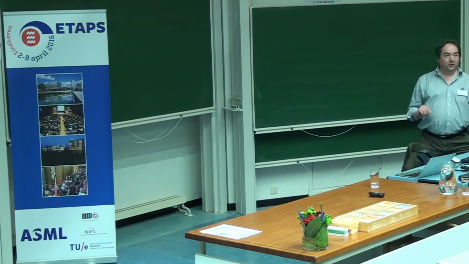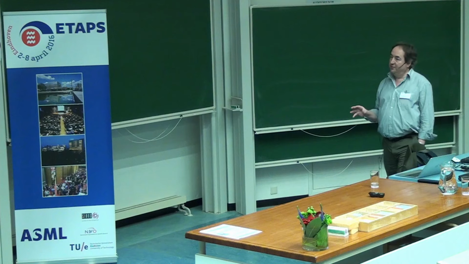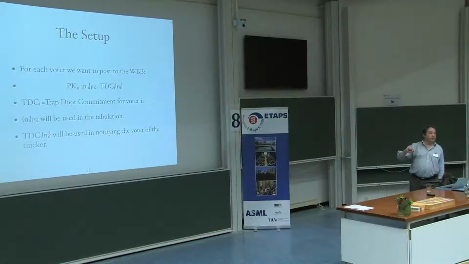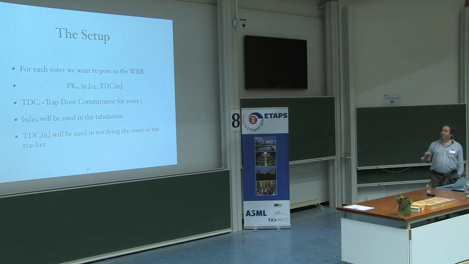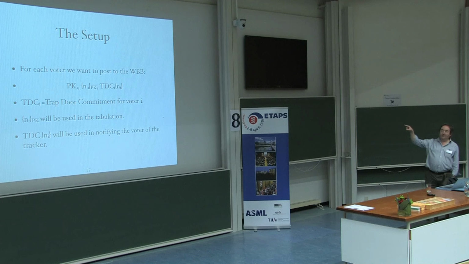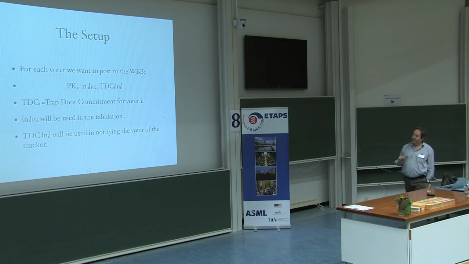And basically our goal is to set things up on the web bulletin board in the following way. For each voter, there should be a row on the web bulletin board. The first item can be the public key of the voter, which is a kind of identifier for the voter. Then there should be an encryption of a tracker number under the authority threshold key, and then there's a trapdoor commitment to that tracker number, the same tracker number, alongside it.